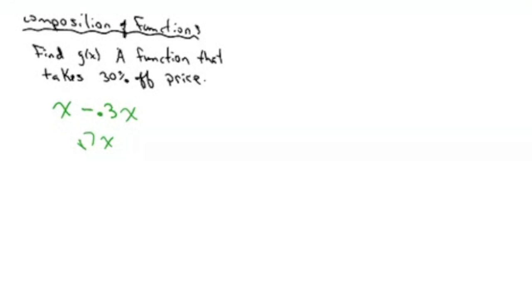I know. So this is my function. I'm going to call this g of x. This function, if I put the original price in, it'll take 70% of the price, which gives me back 30% off. So when you're doing sales, you don't care about how much money you're saving. You should only care about how much money you're spending. So if it's 30% off, it's 70% of the price. If it's 20% off, it's 80% of the price. Those two numbers should always add up to 1.